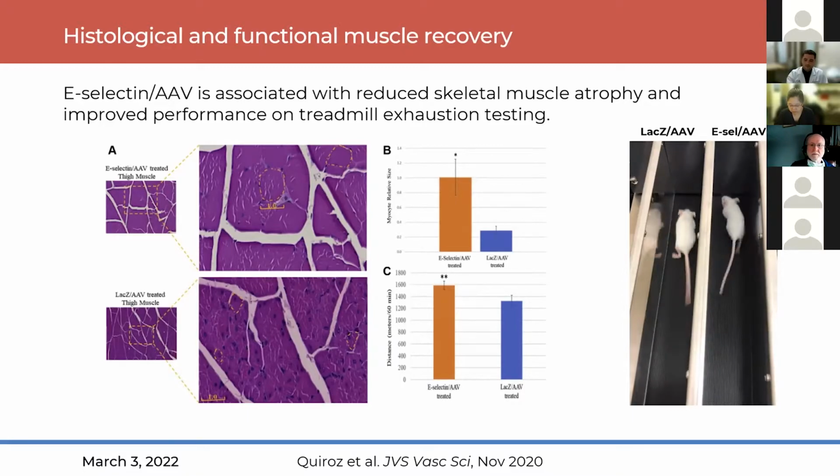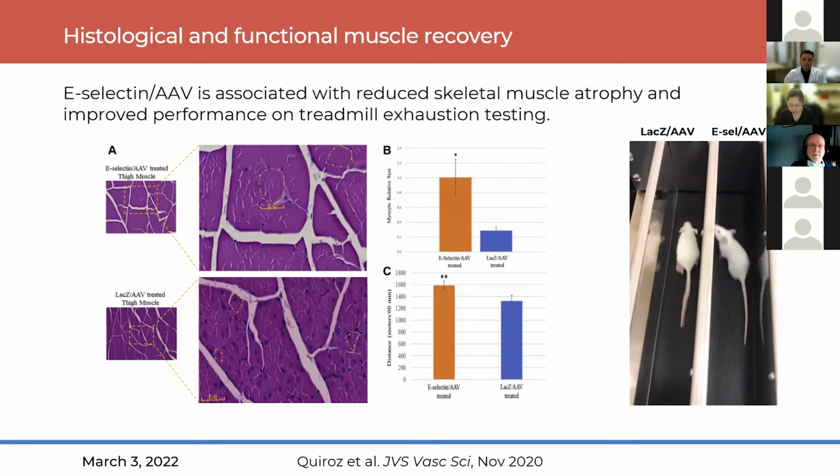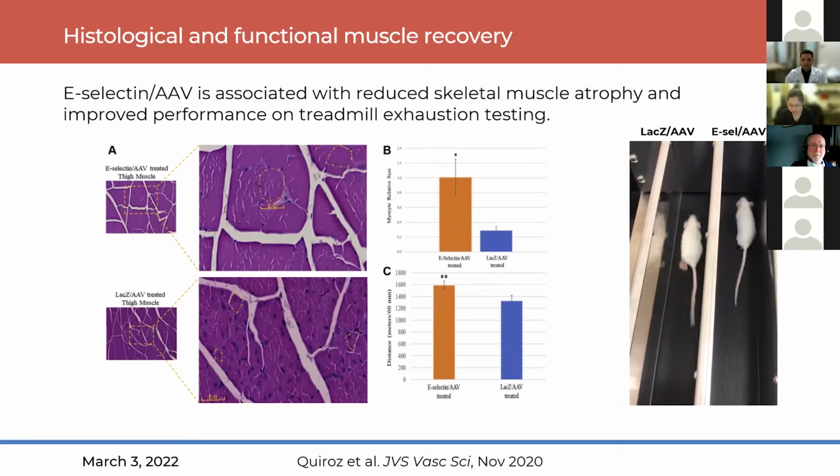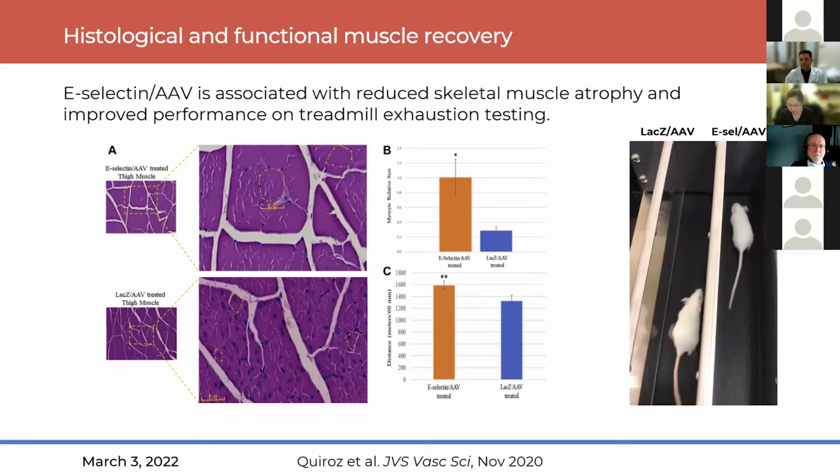And then for functional testing, we train the mice pre-op to run on the treadmill, and then have them exercise post-operatively. And the E-selectin treated mice generally perform better on this testing.